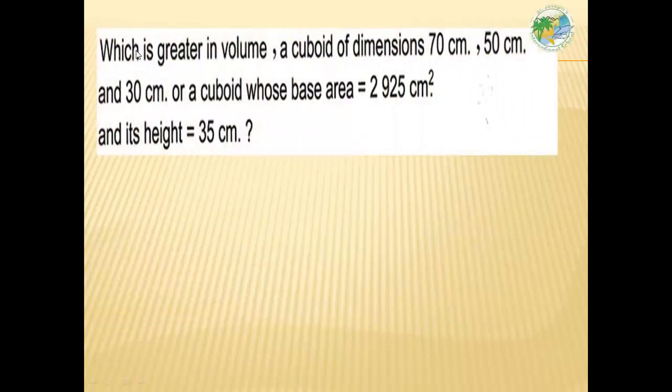Another question. The second type of question for this lesson is: which is greater in volume, a cuboid with dimensions 70, 50, 30, or a cuboid with base area 2925 and height equal to 35? I will give you 1 minute to think about the answer to this question. After you try to answer, we will answer together. We will compare the two volumes. How can we compare this volume?